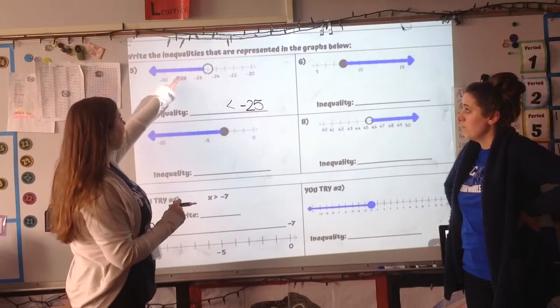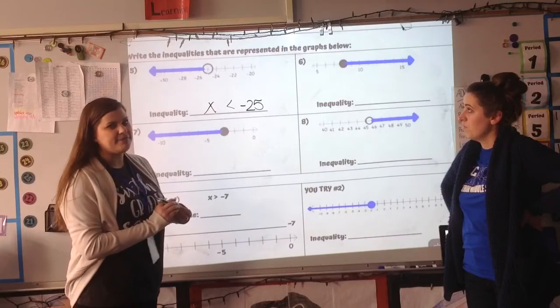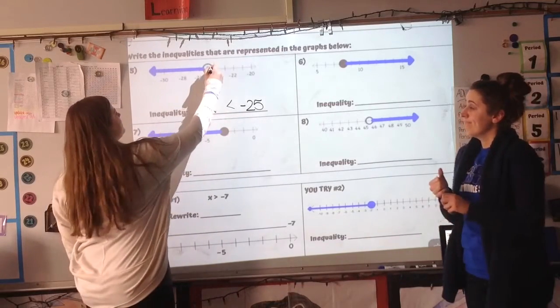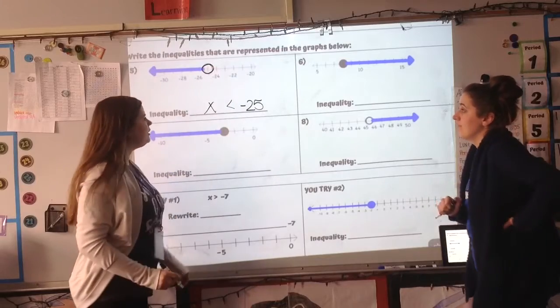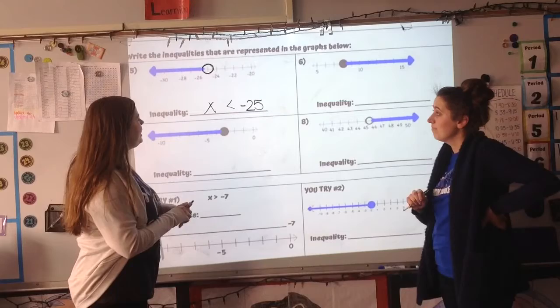These are numbers that are less than. And then I'm going to go ahead and put in my variable. So x is less than negative 25. Because this is an open circle, I do not need to put an equals to sign. And this would be my inequality.